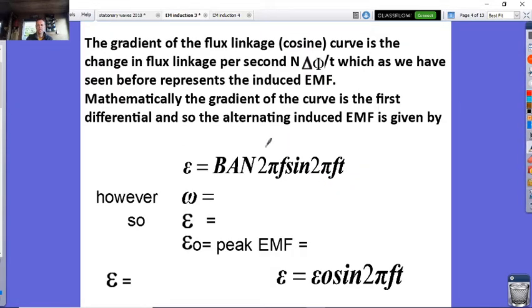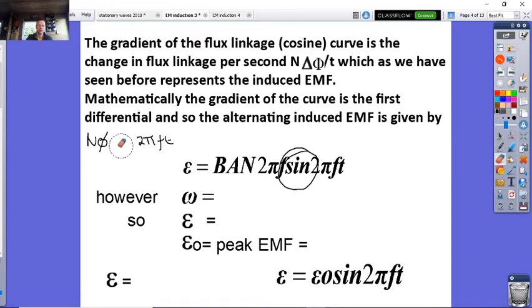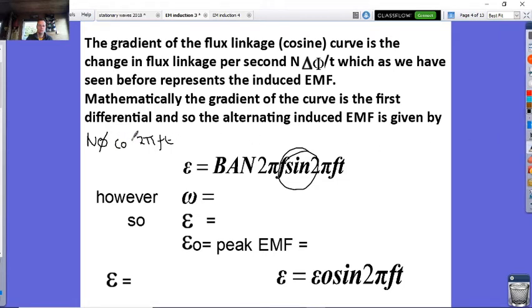EMF is the rate of change of flux. This is where the sign comes from, because the sign comes from cosine. So all you're doing is you're differentiating N phi sine 2 pi f t. Sorry, apologies, Robert. That was going to be cosine there, wasn't it? I had my previous slide. You saw that mistake, didn't you, Robert? Yeah, of course you did. Therefore, you got cos 2 pi f t.